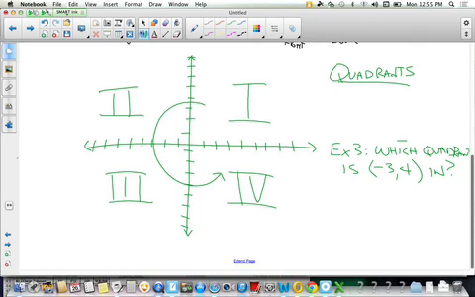So, -3, 4 tells you what? First number is your x, left or right. -3 tells you I'm going left, 1, 2, 3. The 4 tells me I'm going up 4. 1, 2, 3, 4. Means my point's going to be right there. That's going to be in quadrant 2.